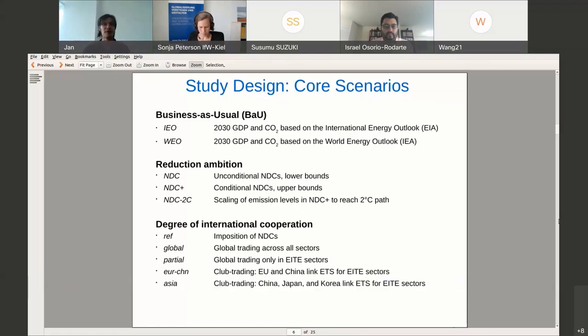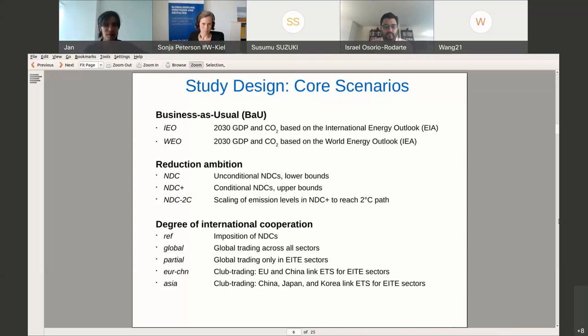Then with respect to emission reductions, we have one scenario that is just called NDC, where we reflect the unconditional and lower bound targets that are set out in the NDCs. One scenario, NDC plus, where we incorporate conditional targets that countries have set out and also upper bounds. Some countries state their target as a range, for example, between 25 and 28% or something like that. And all of this refers to the initial NDC. When we devised all this, we didn't have access to the second round NDCs that some countries have already updated in the UNFCCC registry.